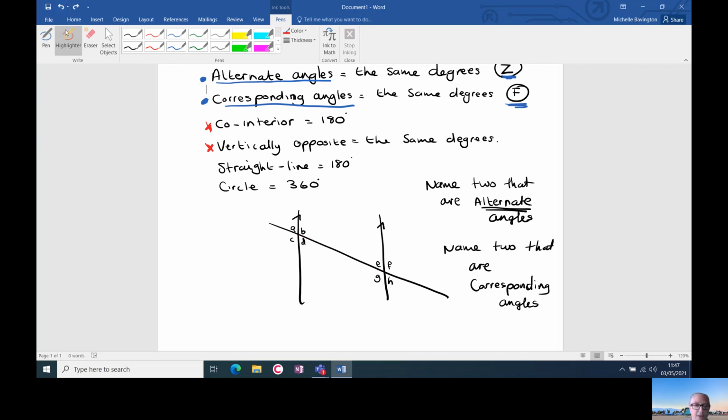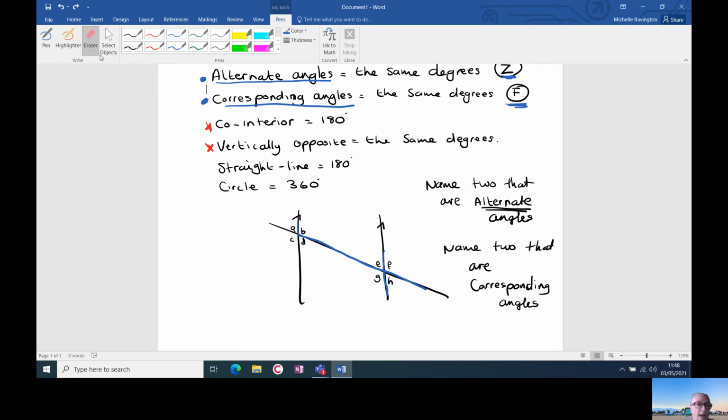So corresponding is the F. Corresponding to my friends is the F. And that's an F. So it's got to be this one. It can't be this one because that's inside, that's co-interior. So it's got to be this one. It's got to be on the same line. Can't be here. Interior, co-interior. So it must be B and F. Have a go at trying to find another set of alternate angles and corresponding angles.